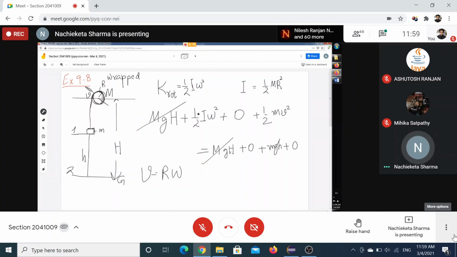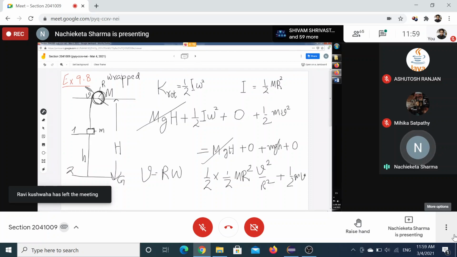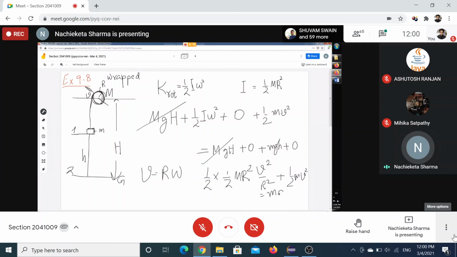On the left hand side, I will write half, in place of I, half MR square, and in place of omega, I will write v square by R square, because omega is v by R. So half times half MR square times v square by R square, plus half mv square, is equal to mgh. Okay, so this R square gets cancelled.